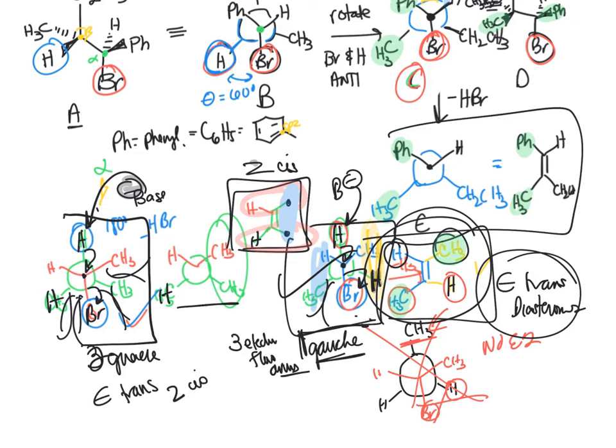Okay, 3A, draw a wedge-dash Newman projection viewed along the C3 and C4 bond of 3-bromohexane.